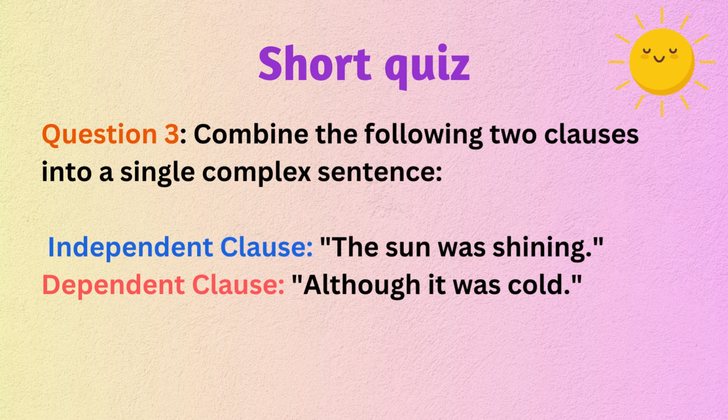Question number 3. Combine the following 2 clauses into a single complex sentence. Our independent clause is the sun was shining. Our dependent clause is although it was cold. I'll give you 5 seconds to think about it and put the sentence together so it makes sense.